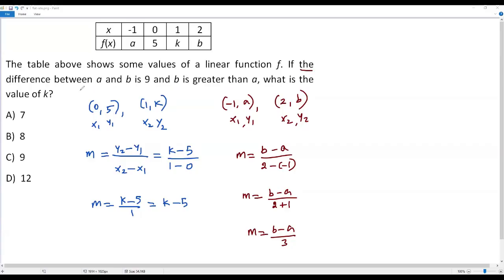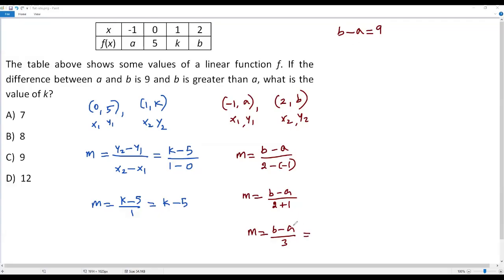For that, we have to consider the information we have over here. That is, the difference between the two constants a and b is 9 and b is greater than a. The difference between the two constants is given as a positive value. To get the positive difference between a and b, I have to subtract the smaller value from the bigger value. The information says b is greater than a, that is, b is bigger and a is smaller. Then when I subtract the smaller value a from the bigger value b, I get the positive difference of these two values, that is positive 9. So now I have the value of b minus a, that is 9.